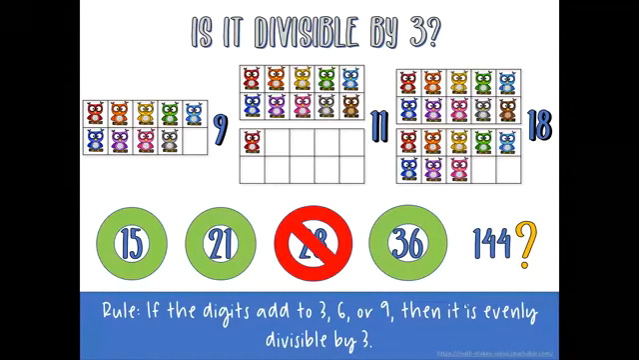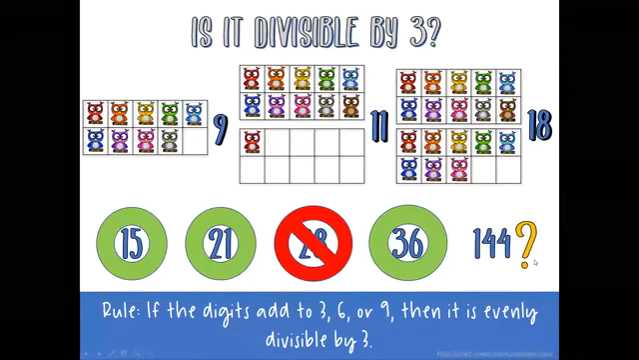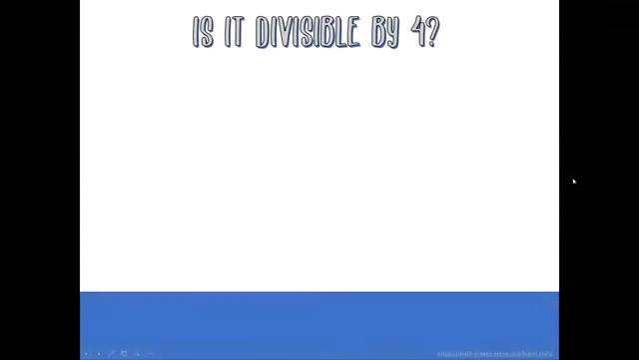Okay, that's a cool trick that will make it a lot easier. So if we come to our big number here, 1 plus 4 is 5, 5 plus 4 is 9. So since the digits add to 9, that meets our rule. So we know that this number is divisible by 3. And then we can go through the process, if we need to, of finding out exactly what that is. Okay, let's move on here.